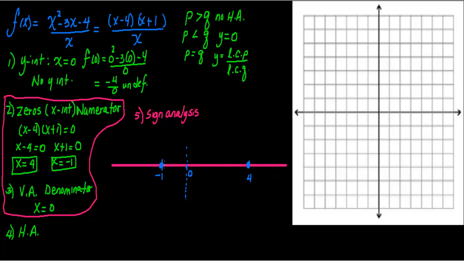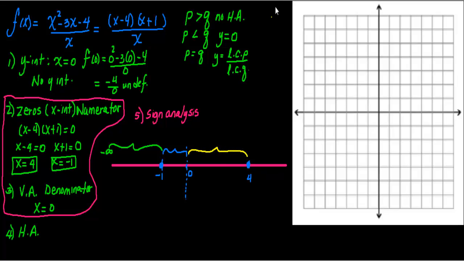Okay, these critical points have divided my number line into 4 regions. I have this region here that goes from negative infinity all the way to -1. So here's one interval. I also have this region that goes from -1 to 0. Let's do that in a different color. I have this region here from -1 to 0. I have another region that goes from 0 to 4.